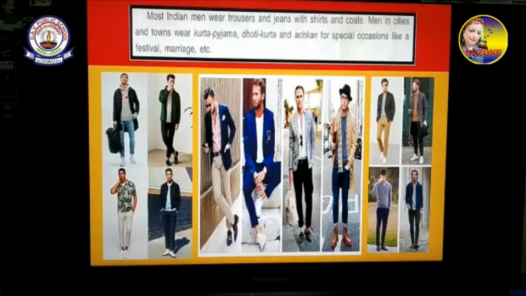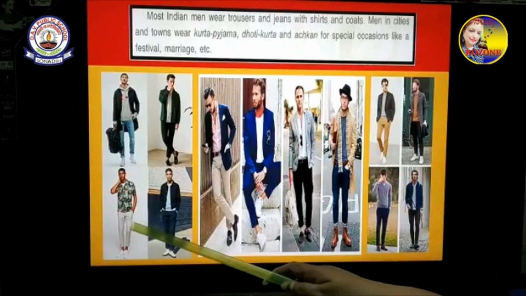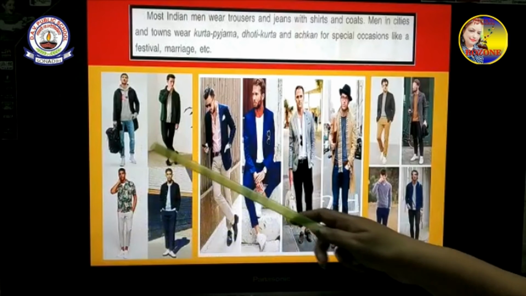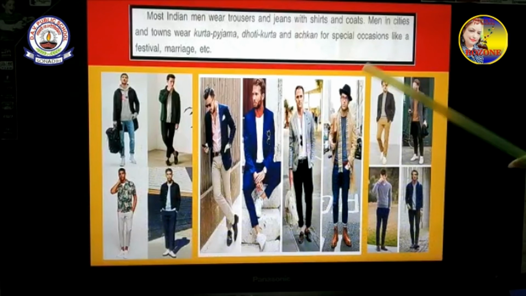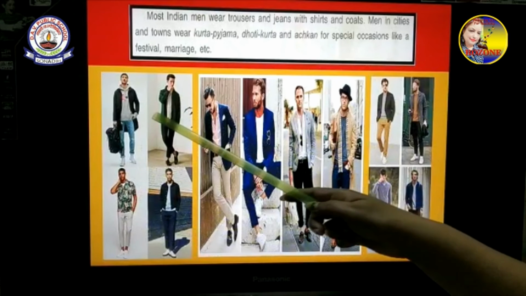Now you see children, most Indian men wear trousers and jeans with shirts and coats. Now this is a common dress among the men. Trouser means pant. Followed? Or they will wear jeans. You know what is jeans? No, all of you. You see this is jeans. And these are all trousers. So this is also jeans. So they wear it with a shirt, and over it they wear a coat also.